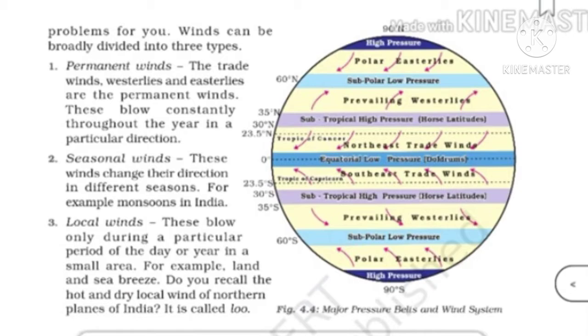We are also experiencing it in Kerala, where the monsoon is starting on June 1st itself. So our rainy season is starting with the monsoon season. That is the best example of monsoon winds.